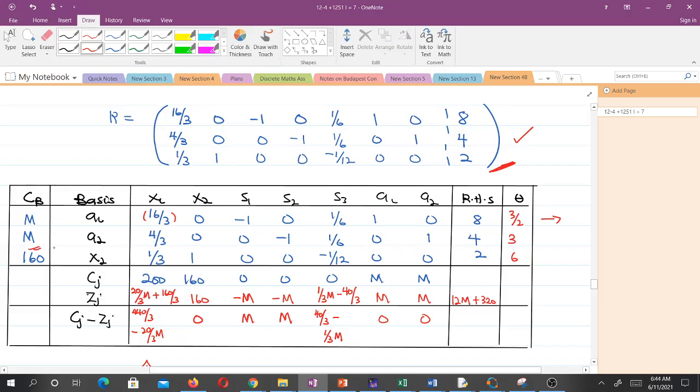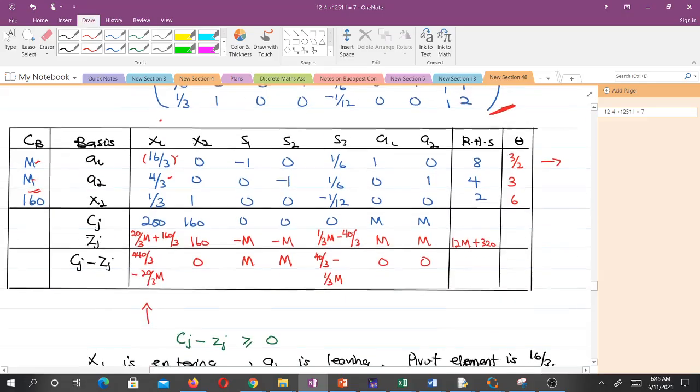So with this one we do the same thing. Alright, so the only things for us to compute are the things in the red ink here. So we have to compute zj. So for instance, when you take this portion, it will be m times 16 over 3 plus m times 4 over 3 plus this, and that will give you this. So you get whatever you can see there.